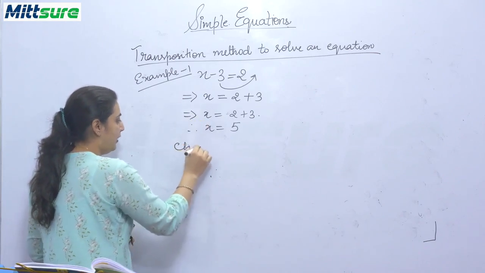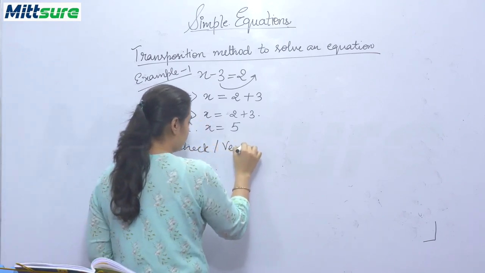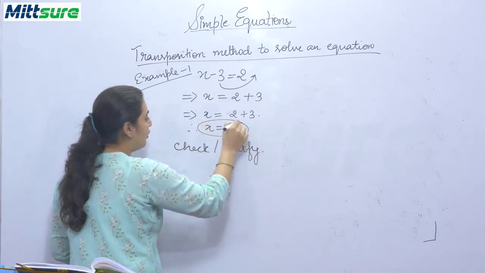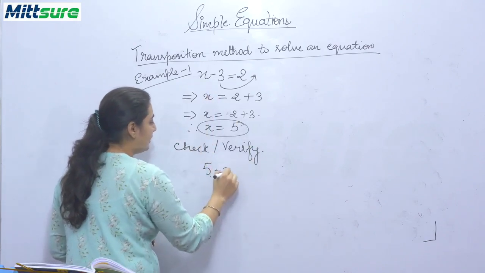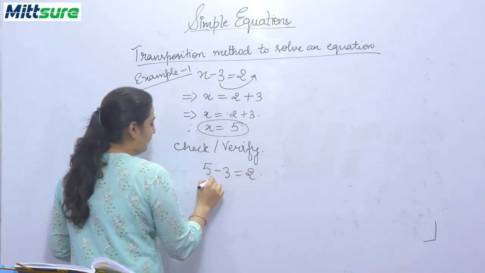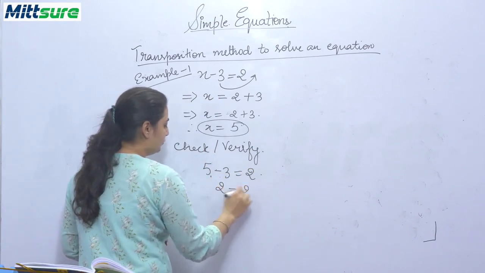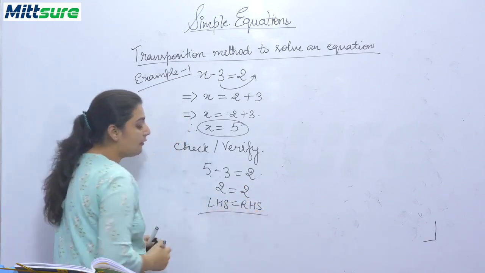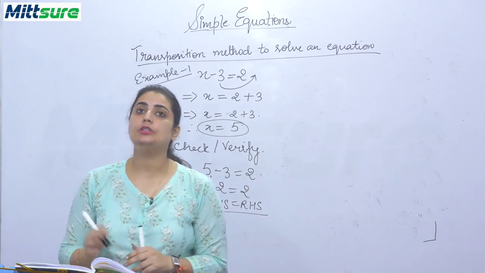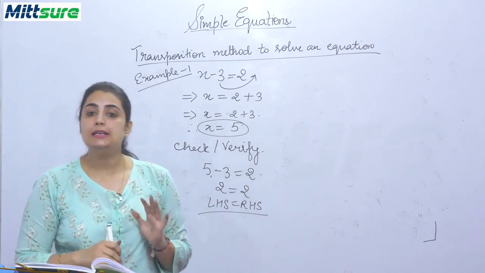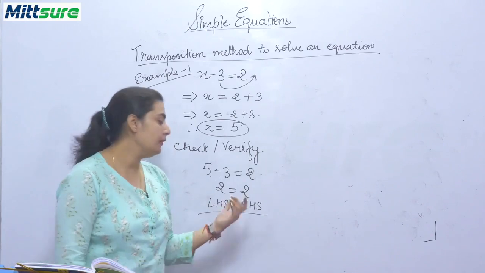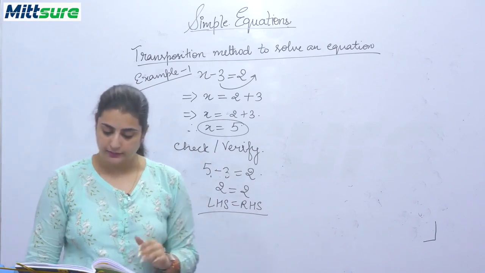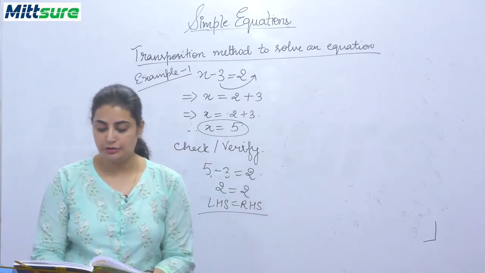Now let us check or verify. Here I will put the value of x. So 5 minus 3 equals 2. 2 equals 2. That is, LHS is equal to RHS. We have already learnt that if the solution on both sides of the equation is equal, then we say that whatever solution of x we have calculated is absolutely correct. So this is how we use the transposition method.